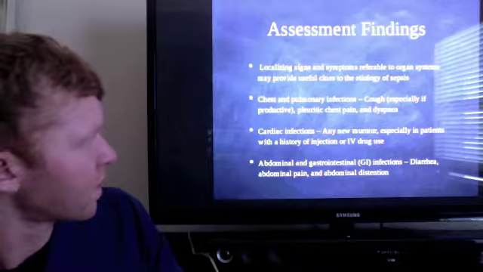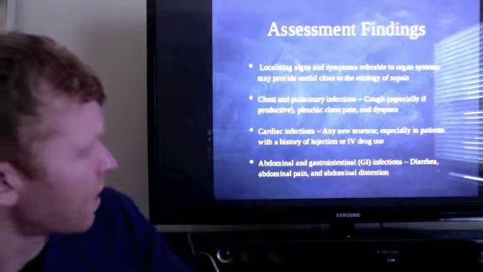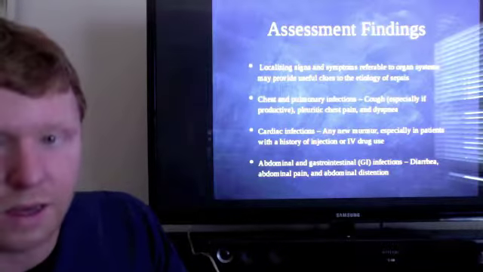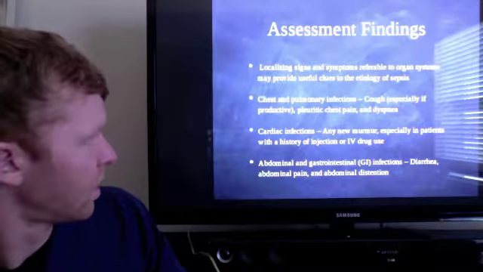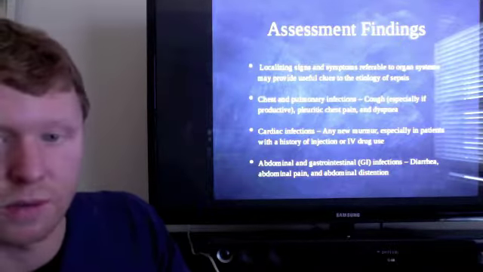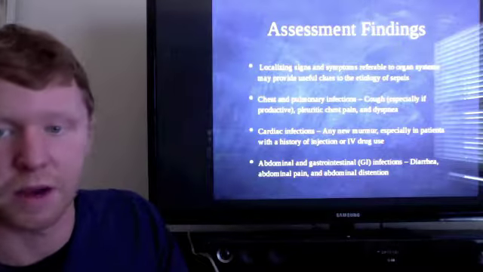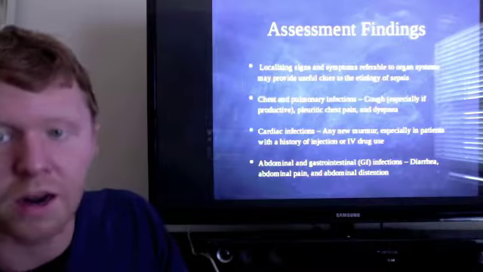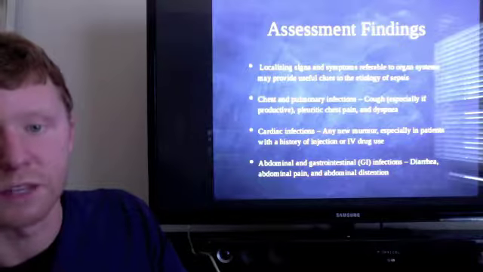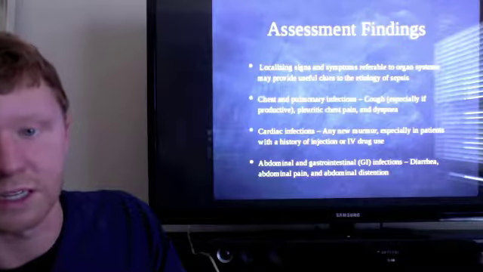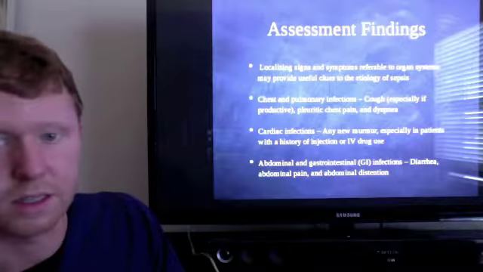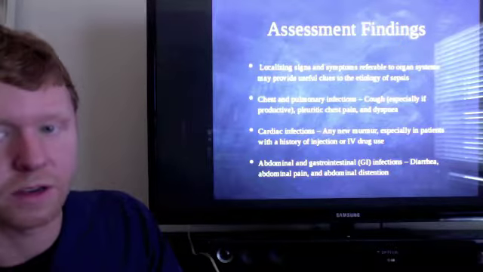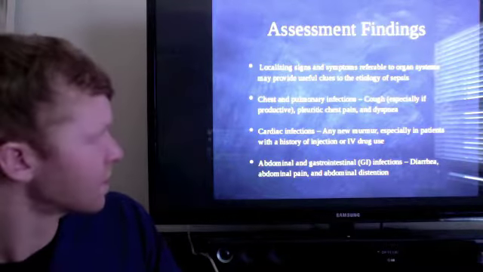So there's different symptoms a patient will have from where the infection could be, and so a chest and pulmonary infection: cough, chest pain, shortness of breath. Cardiac infections, they might have a new murmur that you can hear, especially in patients with a history of injection and IV drug use. Abdominal and GI infections: abdominal pain, diarrhea, and abdominal distension might be present.